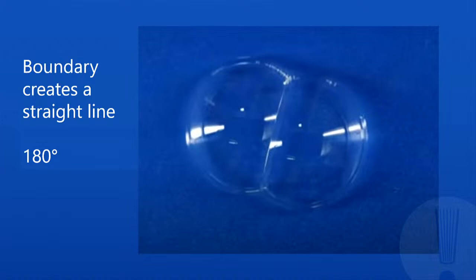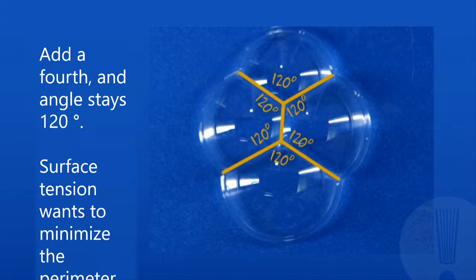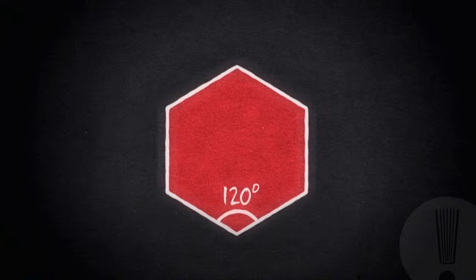But if we take a straw and blow another bubble next to that one and they converge or press against each other, it creates that straight line boundary of 180 degrees. If we add a third one, we start to see the angle becomes 120. And that also stays true when we add a fourth. It remains 120. And the surface tension wants to minimize the perimeter, the film that's creating the outer part of the bubble. By minimizing the perimeter, this 120 degrees turns out to be very effective. It's also the internal angle that you see in hexagons.